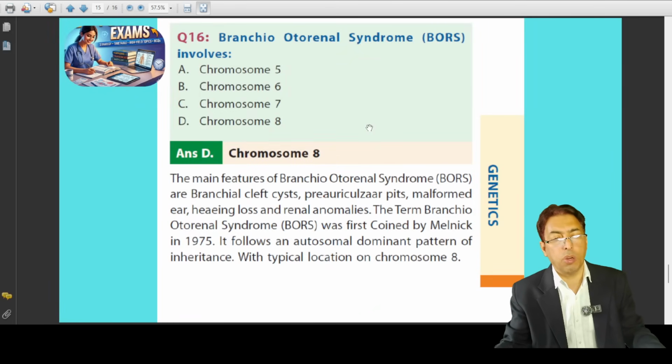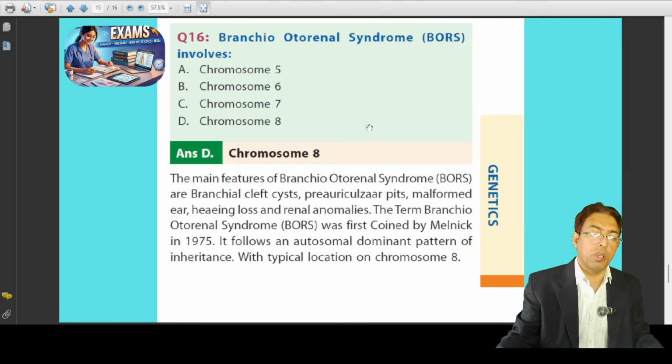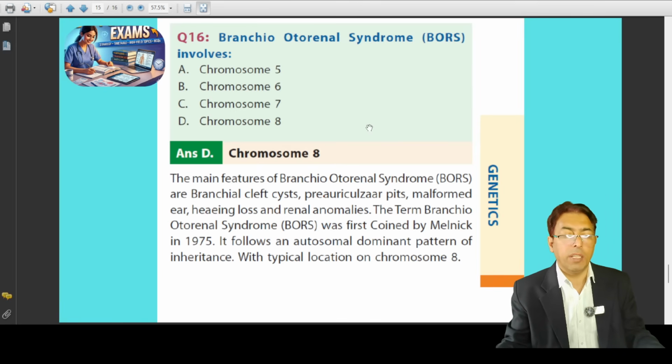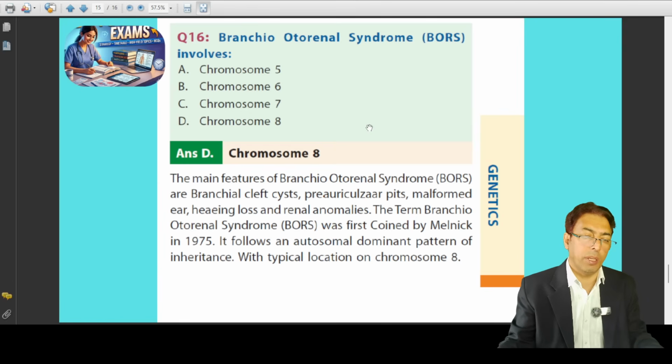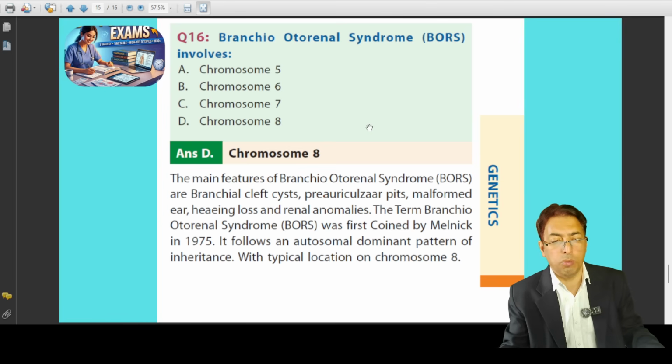Now, important question, and this is some of the latest types of questions. Branchio-oto-renal syndrome, BOR syndrome, involves chromosome 5, 6, 7, 8. This question tests the ability to know the genetics, the chromosomal aberrations, what chromosome is involved in what disease. So there are so many chromosomal entities. What chromosome is involved in cystic fibrosis? What chromosome is involved in Down, Klinefelter, Patau?